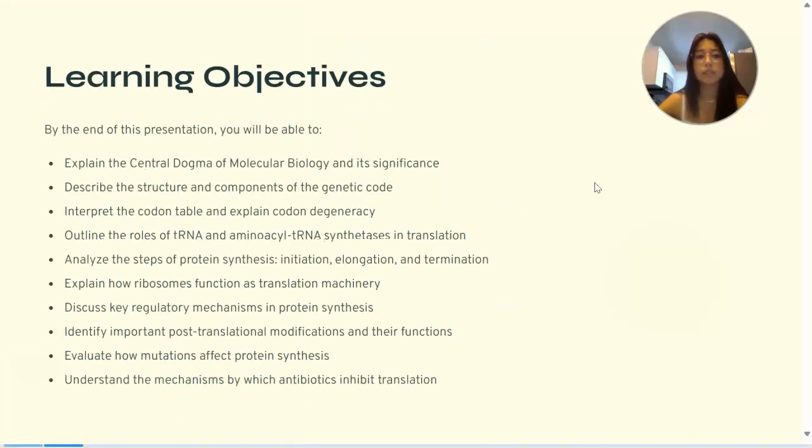These are our learning objectives. By the end of the presentation, you will be able to explain the central dogma of molecular biology and its significance, describe the structure and components of the genetic code, interpret the codon table and explain codon degeneracy, outline the roles of tRNA, aminoacyl tRNA synthetases and translation, analyze the steps of protein synthesis: initiation, elongation, and termination, explain how ribosomes function as translation machinery, discuss key regulatory mechanisms in protein synthesis, identify important post-translational modifications and their functions, evaluate how mutations affect protein synthesis, and understand the mechanisms by which antibiotics inhibit translation.